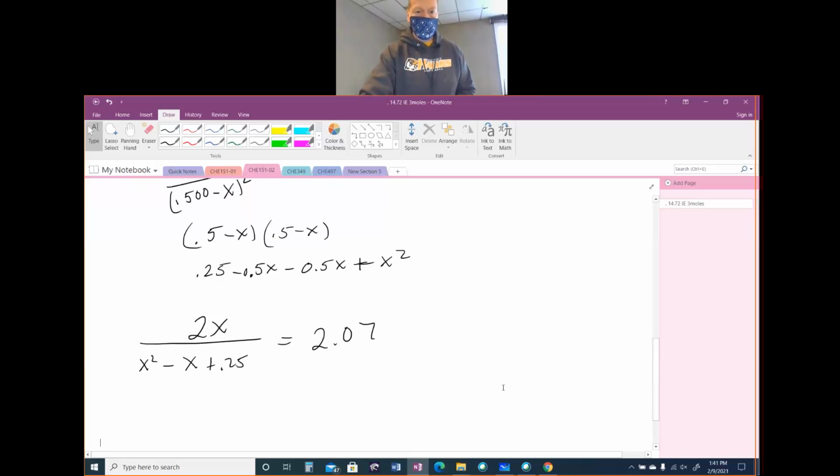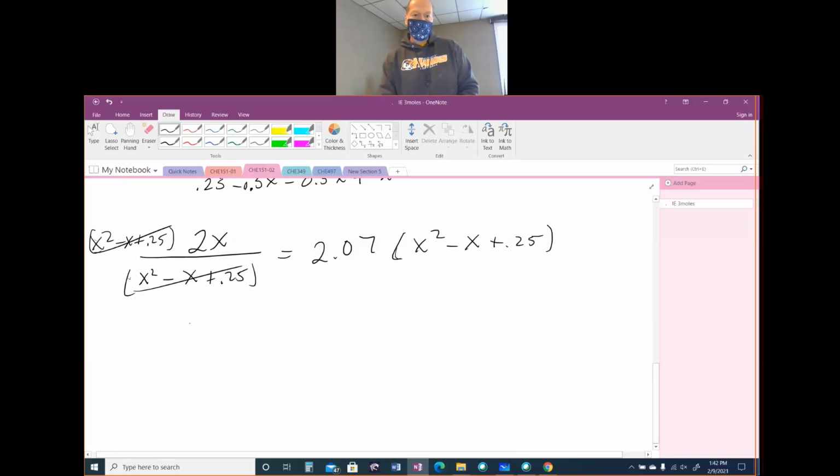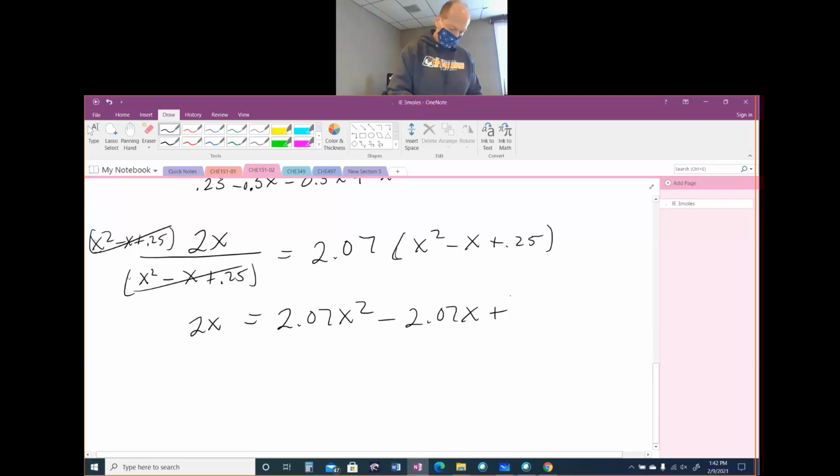All right. So now to get rid of that in the denominator, we have to multiply both sides by x squared minus x plus 0.25. So we have to multiply both sides by x squared minus x plus 0.25. All right, so then that is gone. So then you have your 2x, and now you got to multiply it out. 2.07 x squared minus 2.07 x plus 0.518.